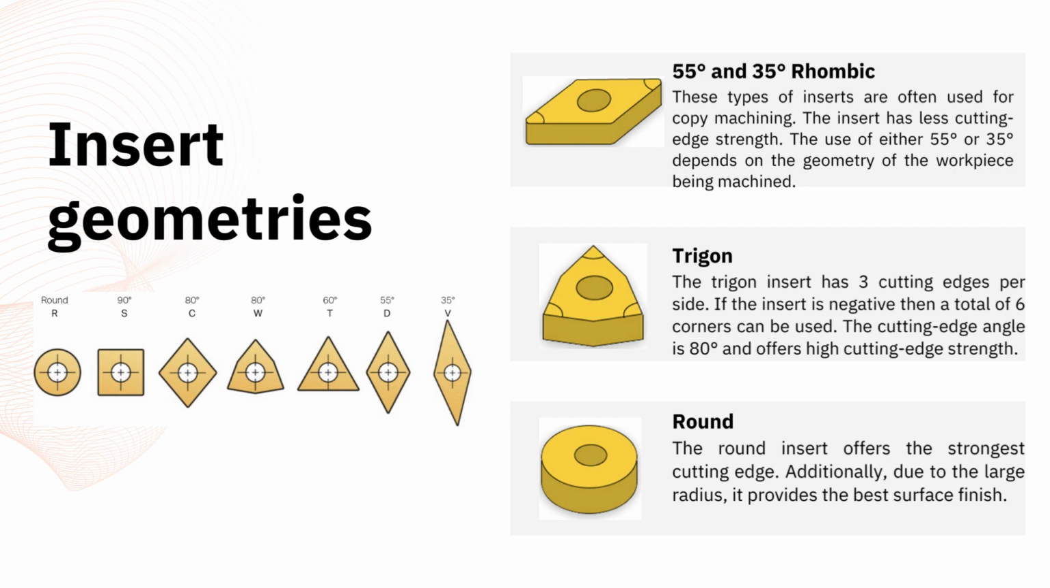The trigon insert has 3 cutting edges per side. If the insert is negative, then a total of 6 corners can be used. The cutting edge angle is 80 degrees and offers high cutting edge strength. The round insert offers the strongest cutting edge. Additionally, due to the large radius, it provides the best surface finish.